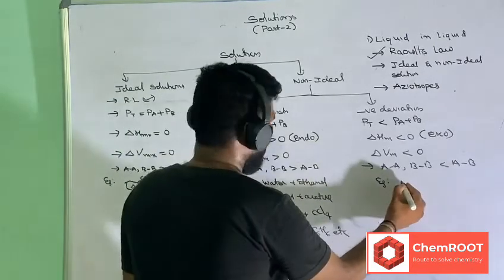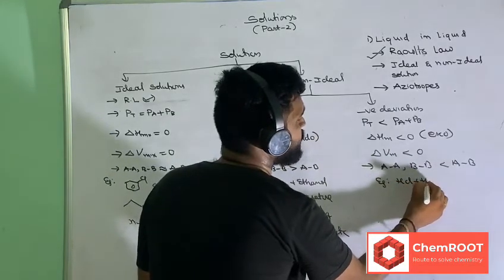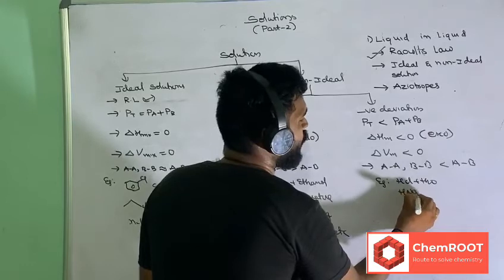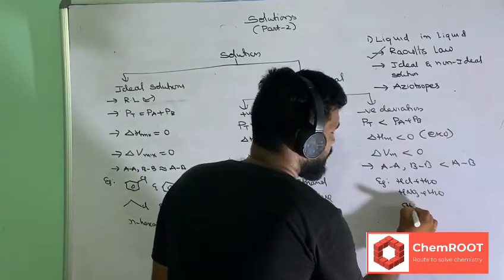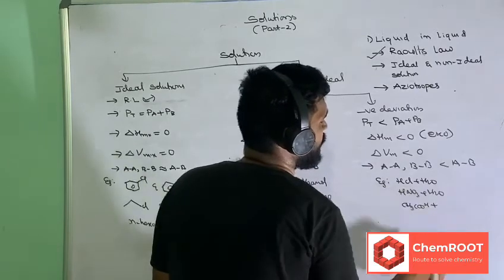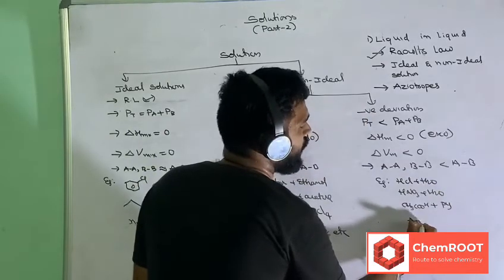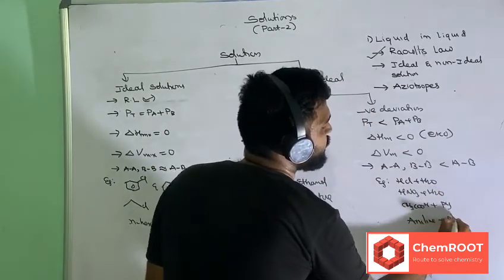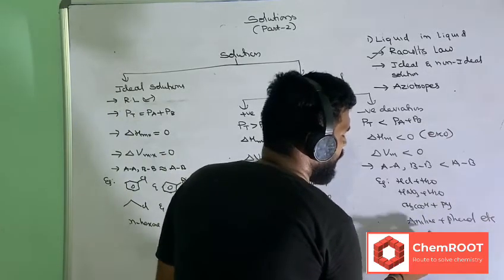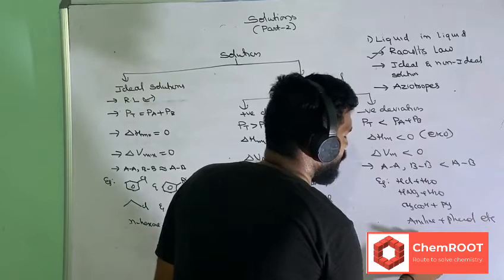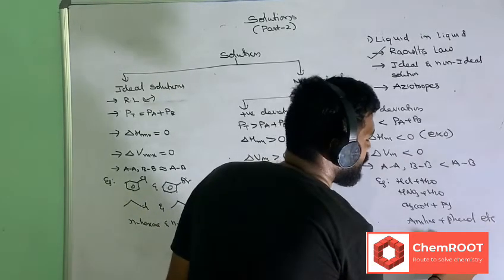Okay. Here, for negative deviation, we have HCl and water, HNO3 and water, acetic acid and pyridine, aniline and phenol, etc. And an important example: chloroform, CHCl3, with acetone.